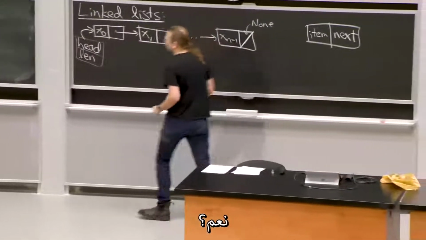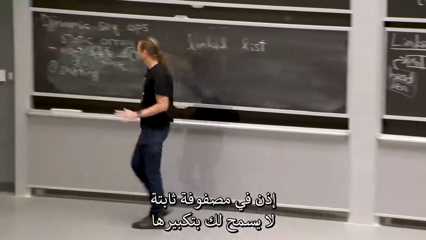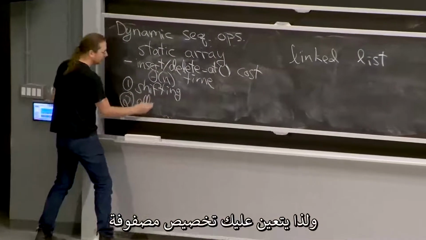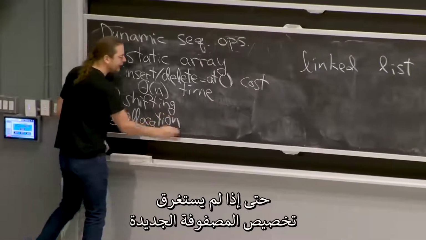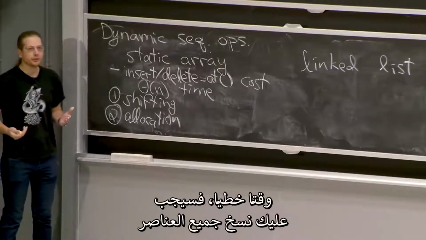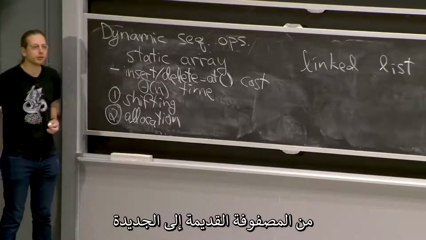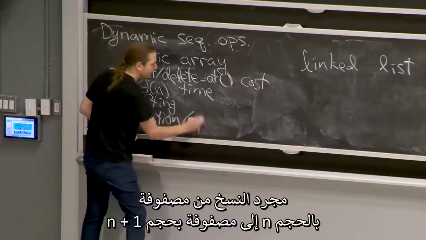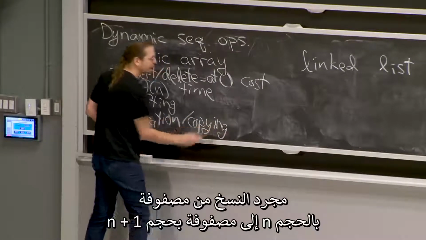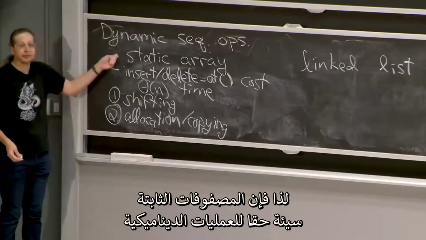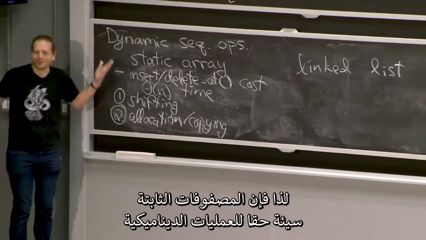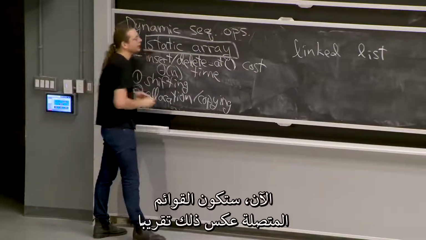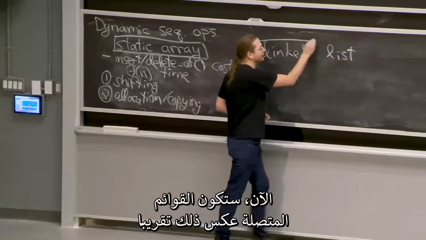Okay, so in a static array, you're just not allowed to make it bigger, and so you have to allocate a new array, which we say takes linear time. Even if allocating the new array didn't take linear time, you have to copy all the elements over from the old array to the new one, then you can throw away the old one. So just the copying from an array of size n to an array of size n plus 1 will take linear time. So static arrays are really bad for dynamic operations, no surprise, but you could do them. Okay? That's static array.